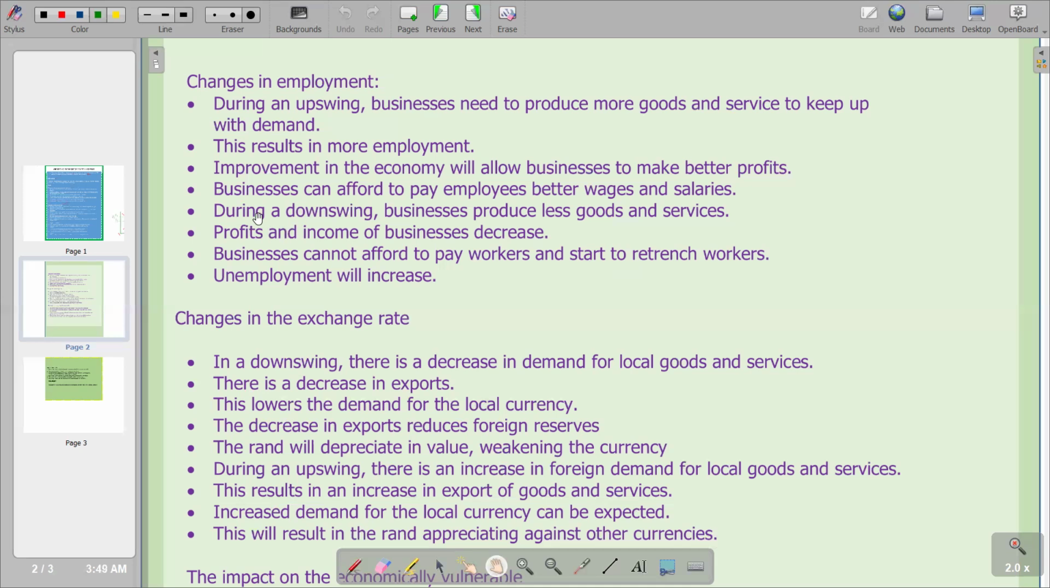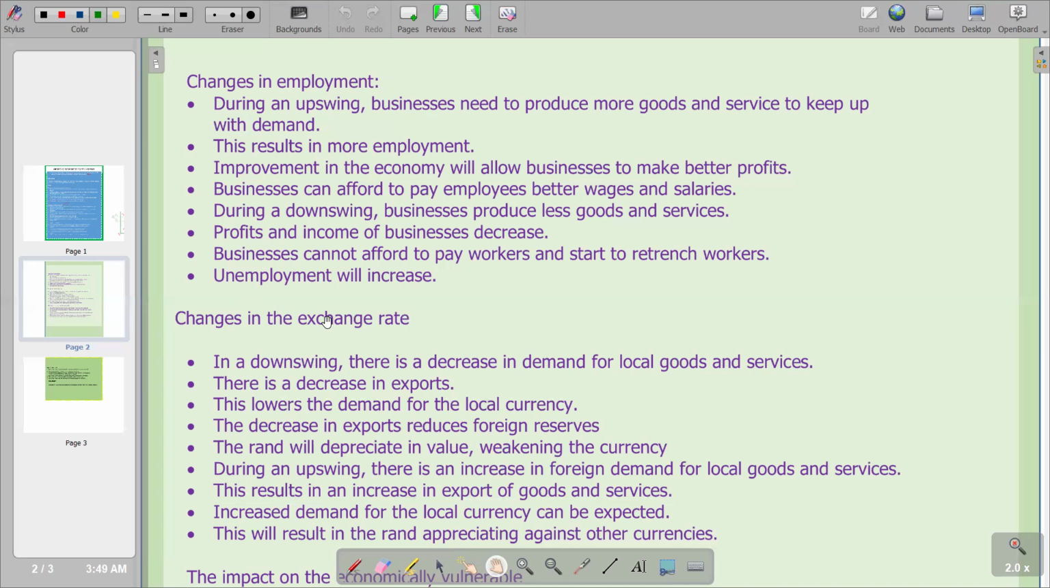to pay more workers. So the next point is saying businesses cannot afford to pay workers and start to retrench workers. So this retrenchment process will lead to unemployment. So the employment level will go down. So unemployment will increase, which is the last point. So this is the explanation that we have in terms of changes in employment. Then we go to changes in the exchange rate.